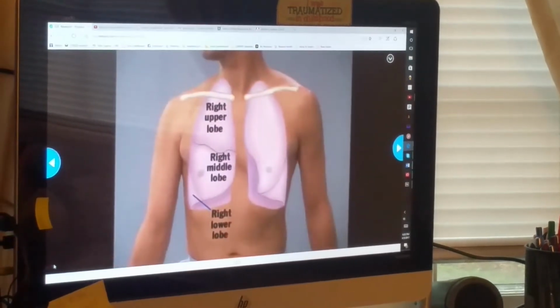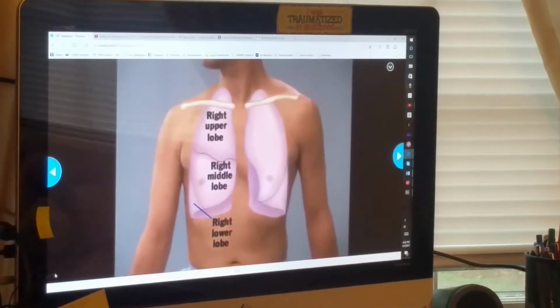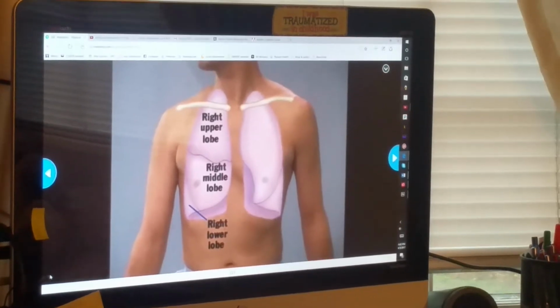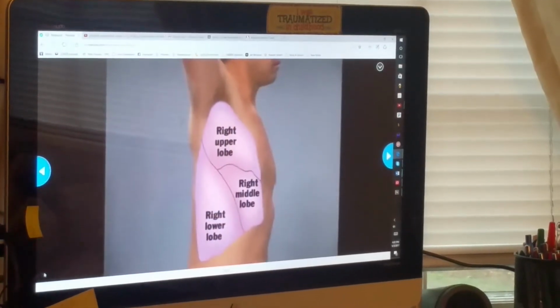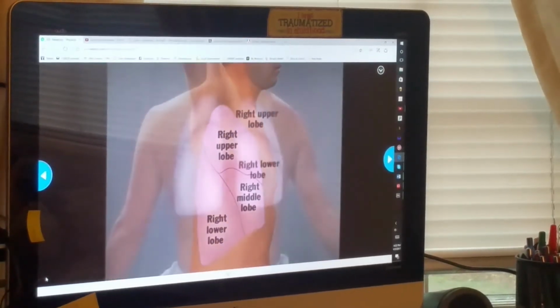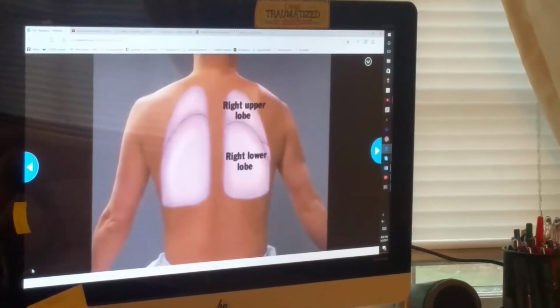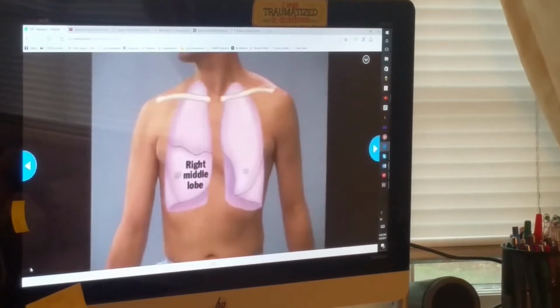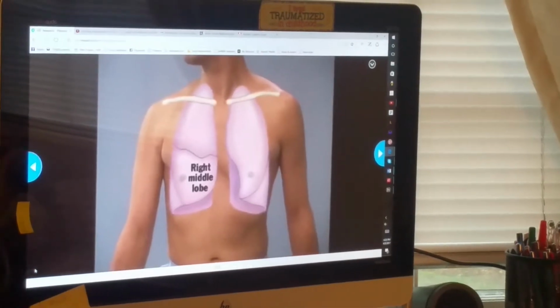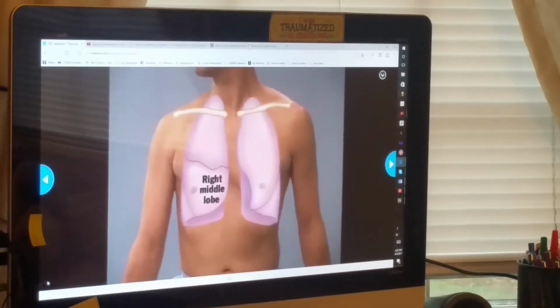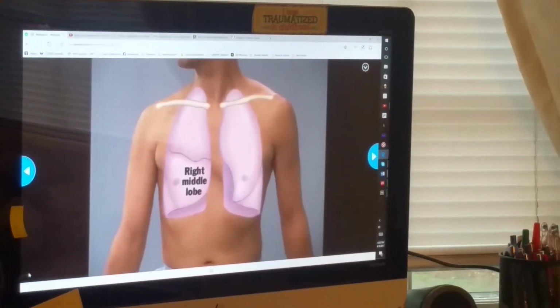The right lung is divided into three lobes and looks like this: anteriorly, laterally, and posteriorly. Note that the right middle lobe underlies the axilla. Later, you will auscultate this third lobe separately.